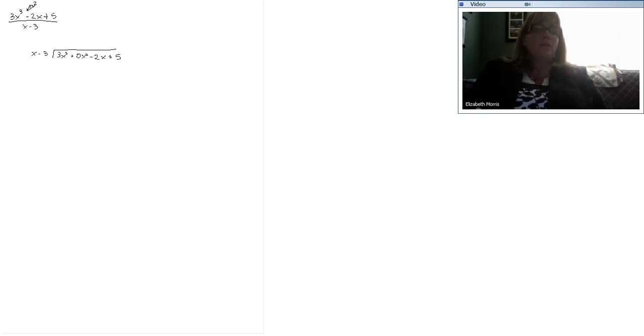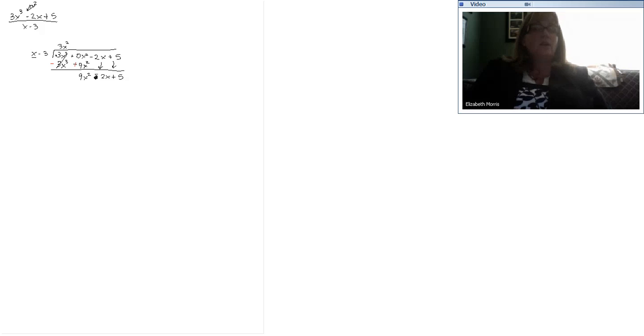What would I multiply x by to get 3x cubed? 3x squared. 3x squared times x is 3x cubed, and 3x squared times negative 3 is negative 9x squared. But we are subtracting, so we have to change the signs. Now we can combine. Those cancel out. Bring down the 9x squared, because no x squared plus 9x squared is 9x squared, and bring down minus 2x plus 5.